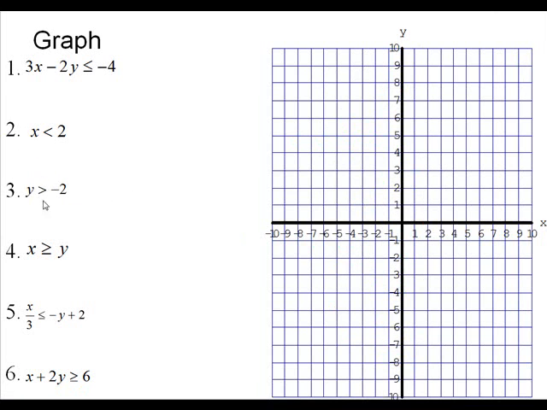Let's graph y is greater than negative 2. So we're going to go to negative 2 on the y-axis. What kind of line are we going to have? We're going to have a dotted line that is horizontal. So I'll make a dotted line right here.